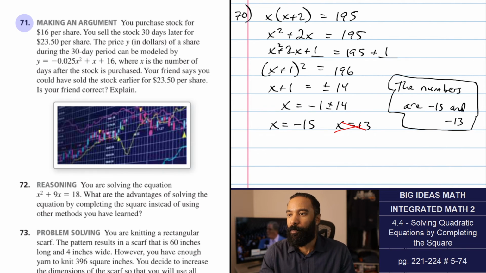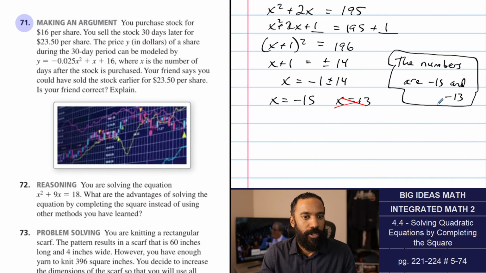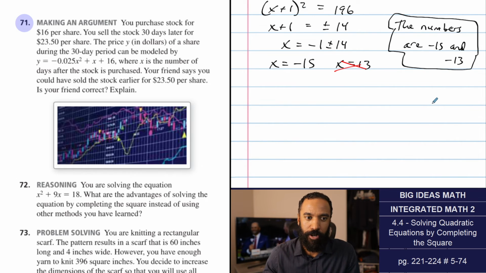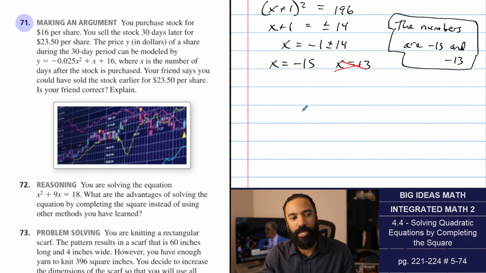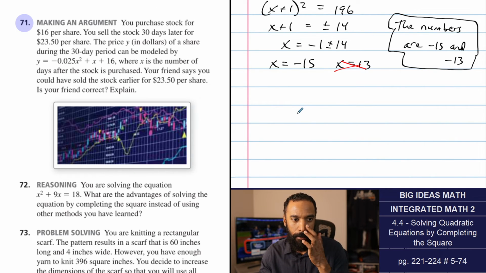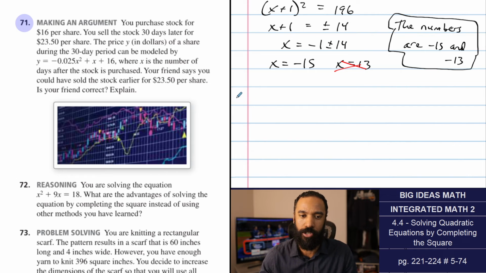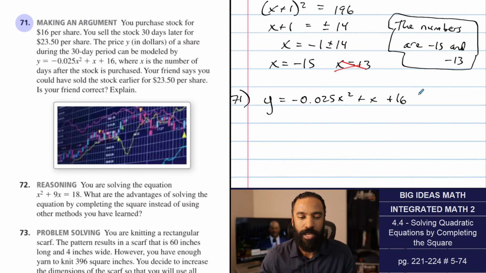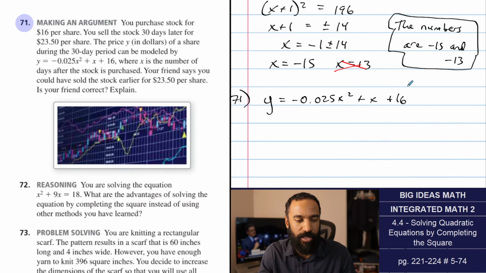4 problems to go. You purchase stock for $16 per share. You sell the stock 30 days later for $23.50 per share. The price y in dollars of a share during the 30-day period can be modeled by this equation. So let's write that out. y equals negative 0.025x squared plus x plus 16, where x is the number of days after the stock is purchased.